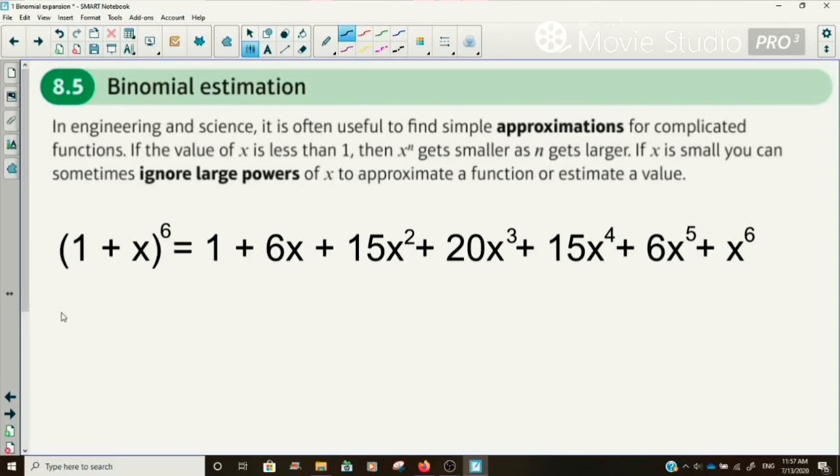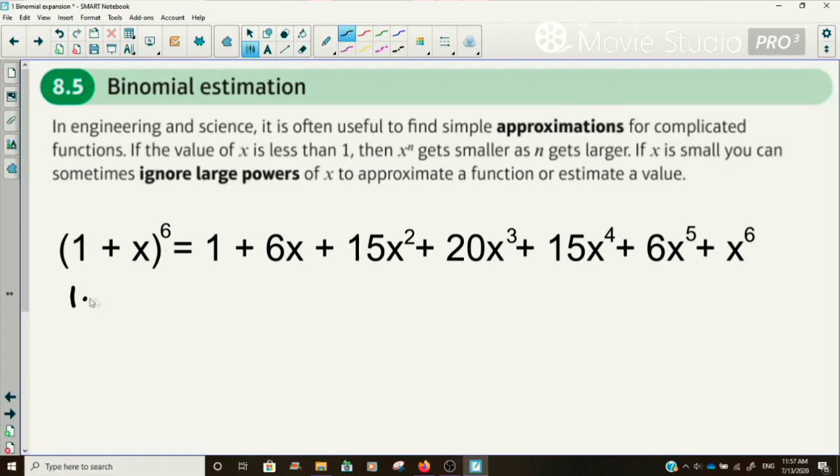It's often useful in mathematics to be able to estimate the value of a function. Rather than calculating the exact value, if we can produce an accurate enough estimation, we can reduce the number of calculations involved. Computer software that uses these functions can then produce reasonably accurate results in a much shorter amount of time. Here we have a binomial expansion for 1 plus x to the power of 6, and we could use this, for example, to estimate the value of 1.01 to the power of 6 if that was needed in a calculation.